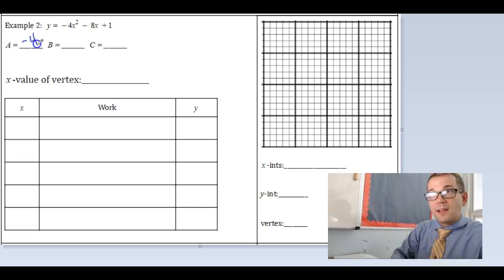Negative 4 is on the x squared term. That's my value for a. B is negative 8. C is positive 1.